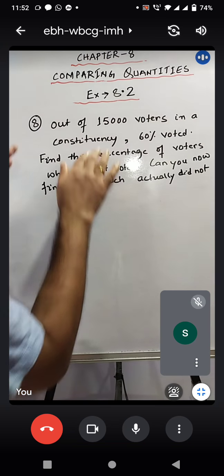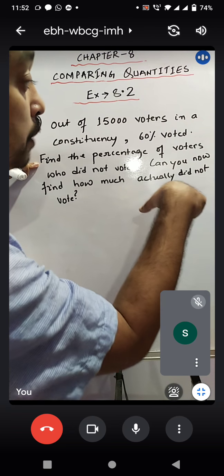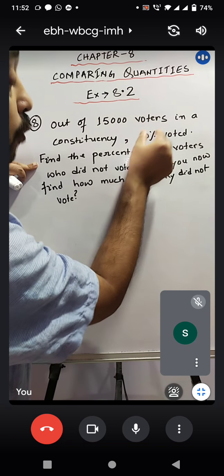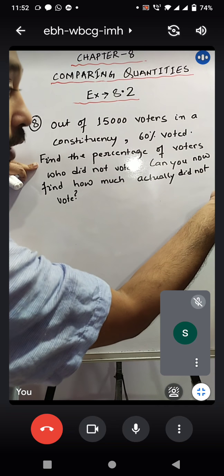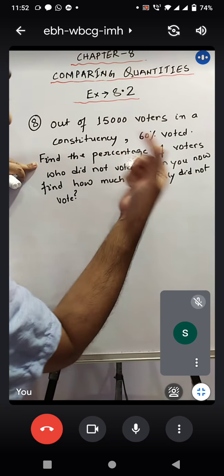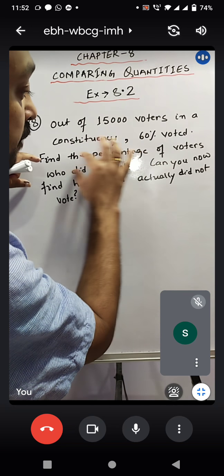Now, what is the question? There are two questions in this question. Find the percentage of voters who did not vote. This is the percentage who voted. You have to find out that out of 100%, if 60% of voters voted, how many did not vote? So obviously it is easy. From 100%, you have to subtract the 60%. In that way, you will get the percentage of voters who did not vote. So in this way, you can answer the first question.